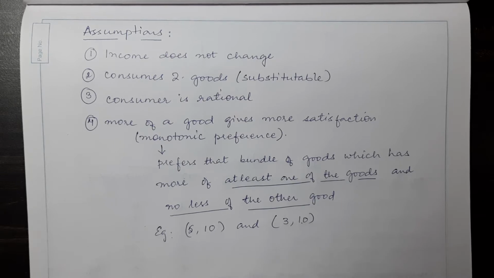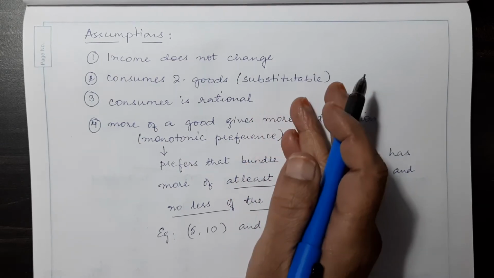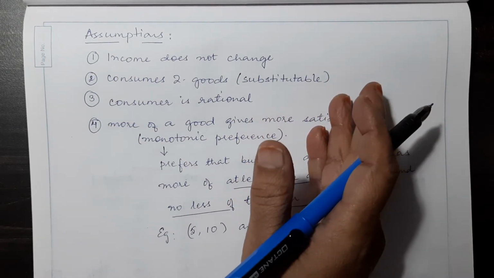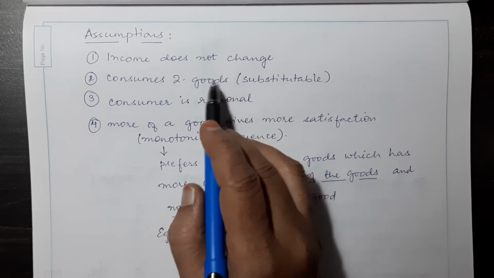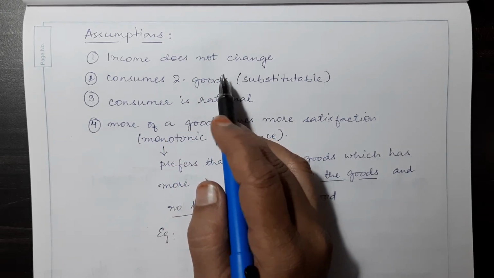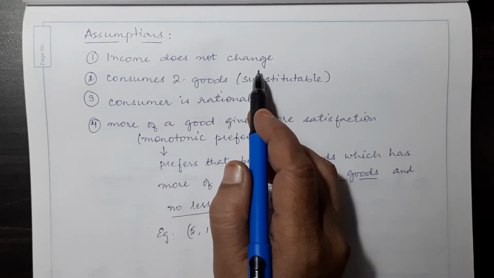Now, the assumptions for the ordinal utility approach are as follows. The income does not change. It is given to us. We know the income of the consumer and the income is kept constant. What happens if the income changes? His preferences will also change. So income has to be kept constant.